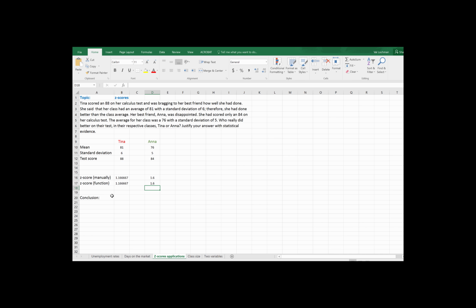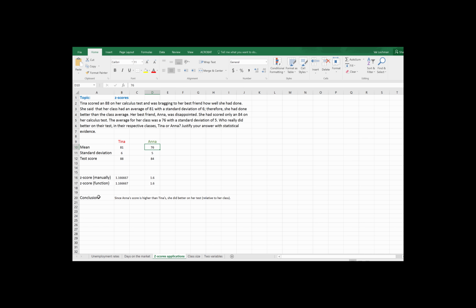Okay, 1.6. So what is the conclusion? Okay, since Anna's z-score is higher than Tina's, she did better on her test relative to her class, so she shouldn't be upset. She should actually be pretty happy about her grade because maybe her test was harder and she still did better. Okay, looks like it because the average is smaller, right?